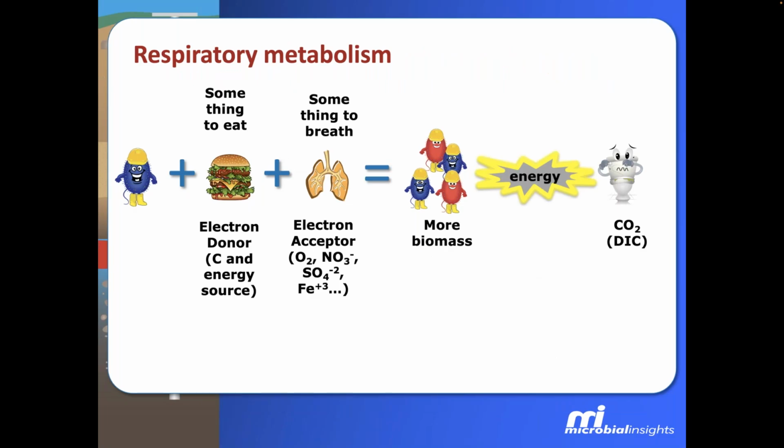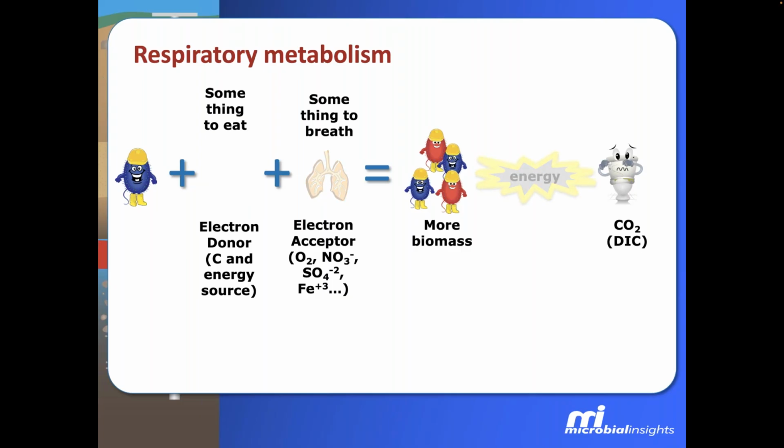Now, of course, you've probably seen diagrams like this before. Microorganisms need something to eat, they need something to breathe. That something to eat is an electron donor. Stable isotope probing only works for compounds that are being used as carbon and energy sources. And the electron acceptor can be oxygen, nitrate, any sort of respiratory metabolism. And we produce more biomass and, of course, energy for growth and the end product CO2.